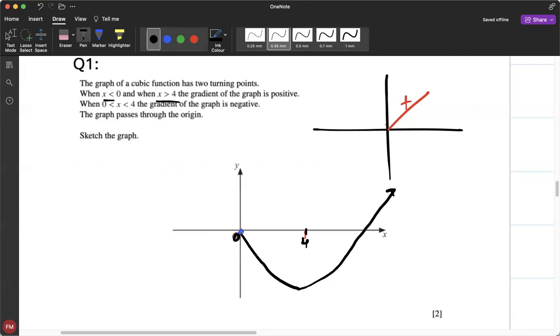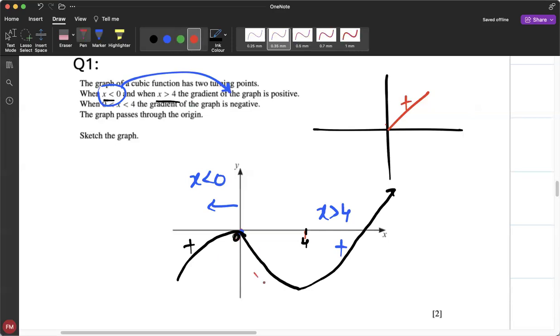And it also says that before 0 as well, the gradient was positive. So this is how the graph looks like. Now, I know I've drawn a very ugly graph, but I hope you get the idea. It's positive before 0, where x is less than 0. Similarly, after 4, it's also positive. And in between 0 and 4, it's negative.